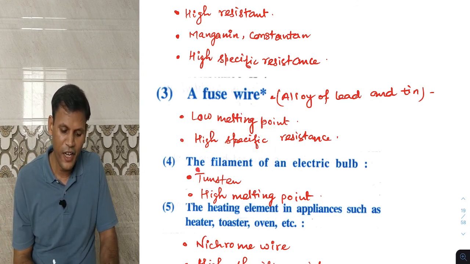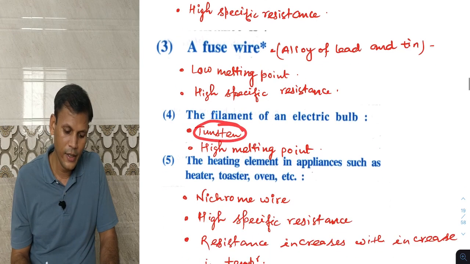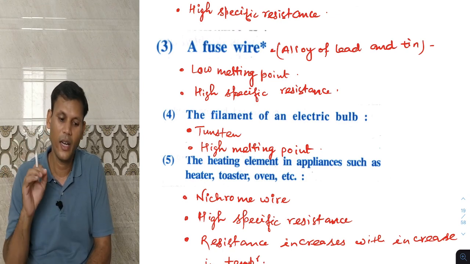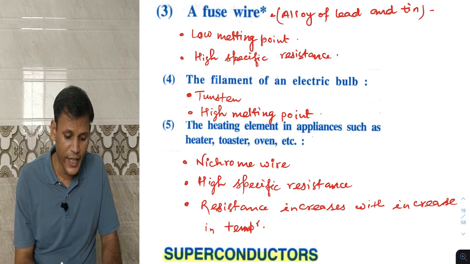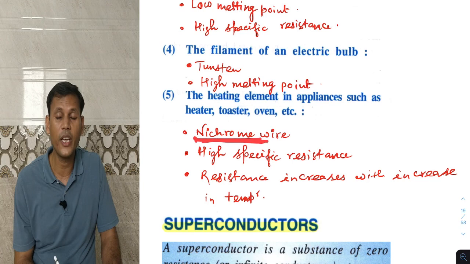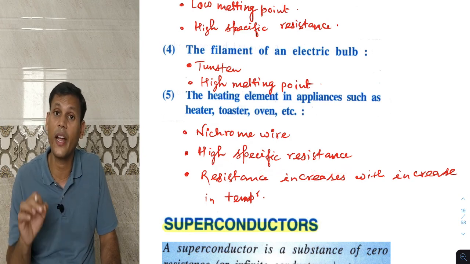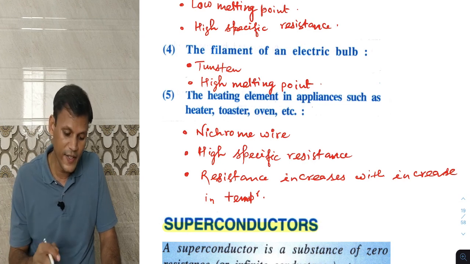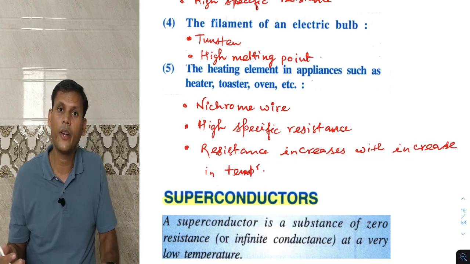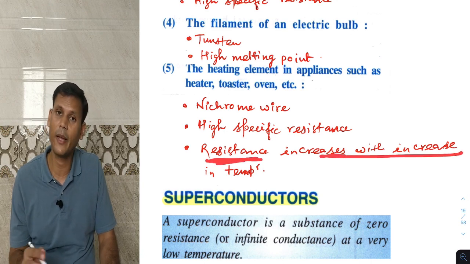High specific resistance. The filament of an electric bulb, what is it made of? That is made up of tungsten, and it should have a high melting point, because if the temperature is high it could melt. Next is the heating element in appliances such as heater, toaster and oven. What are the wires in them made of? They are made of nichrome. So nichrome wire is used there, with high specific resistance or high resistivity. And next, resistance increases with increase in temperature. This is a characteristic of those wires, because we heat them, meaning heat is generated from them, so their resistance increases with the increase in temperature, otherwise they will melt.